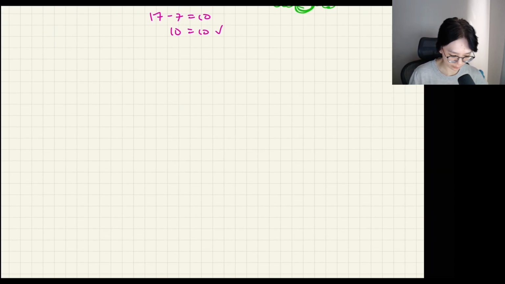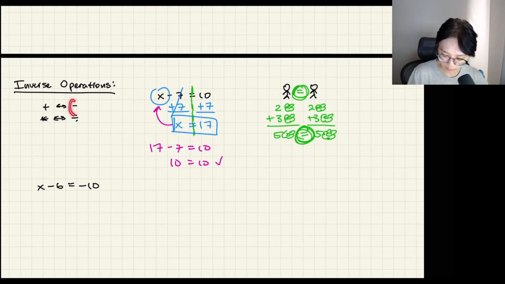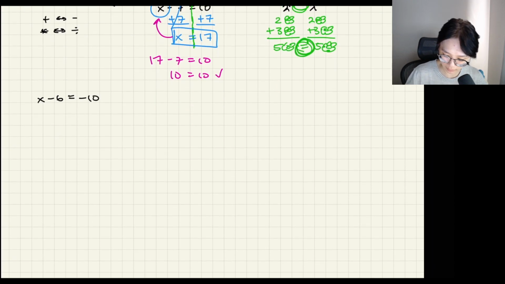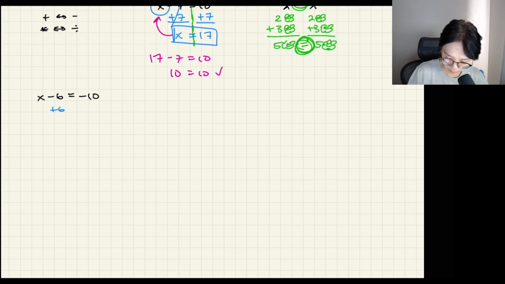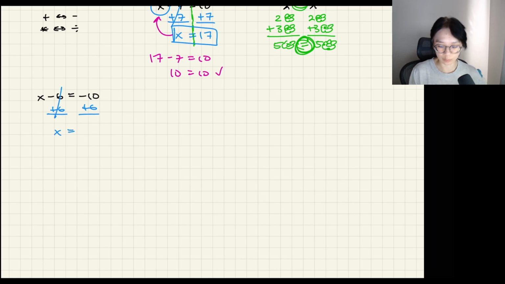Another one. X minus 6 equals negative 10. Subtraction going on here. Opposite of subtraction: addition. So we add to both sides. 6, 6. Those cancel. X equals negative 10 plus 6.